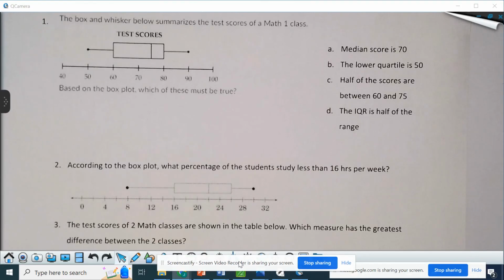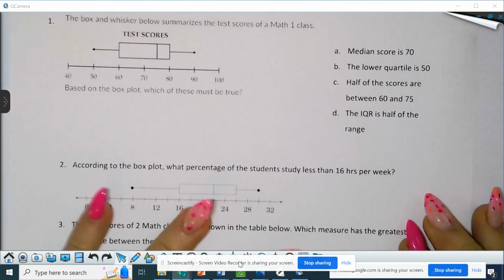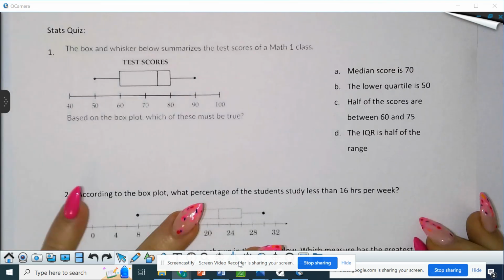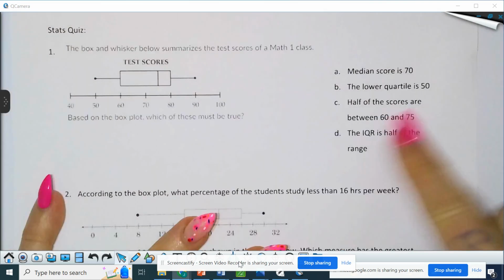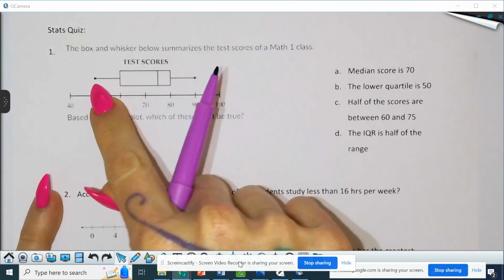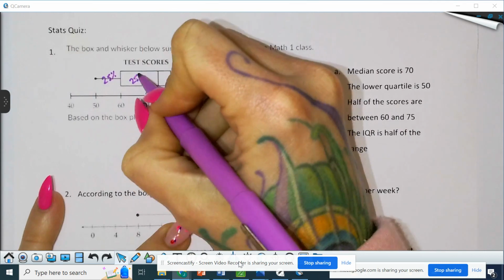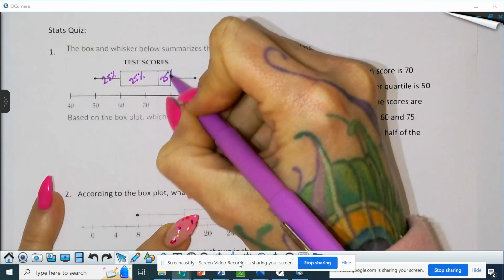Okay, so most missed questions from our stats quiz. So that would have been the first one. And again, I think some of the questions we went through last time. Hopefully at this point, this question's not a problem. But remember what we discussed last time, no matter what this looks like, this is 25%, 25%, 25%, and 25%.